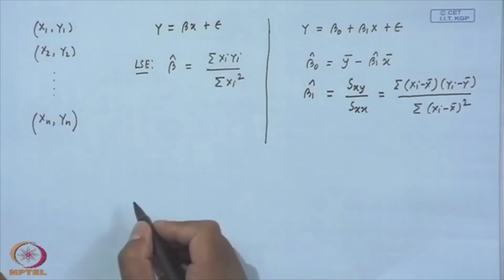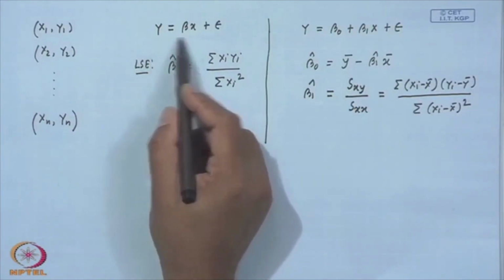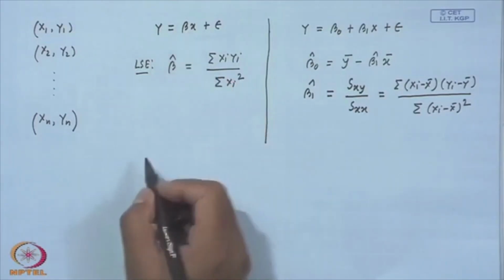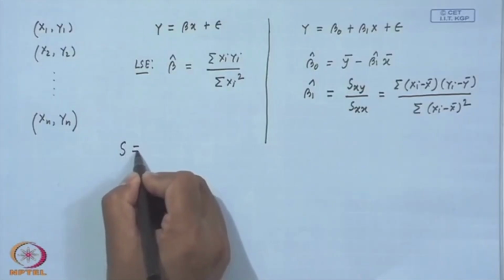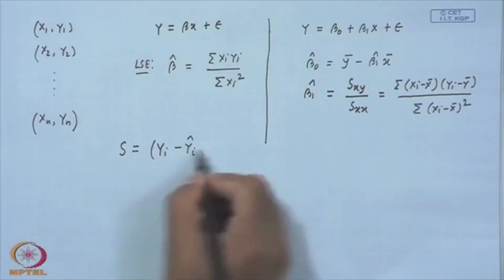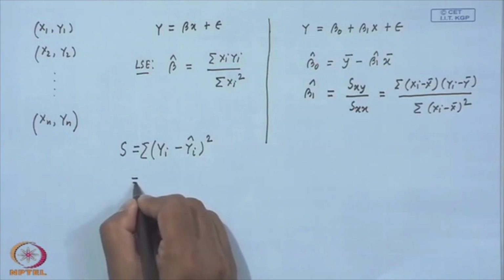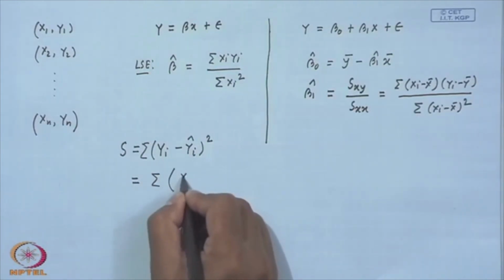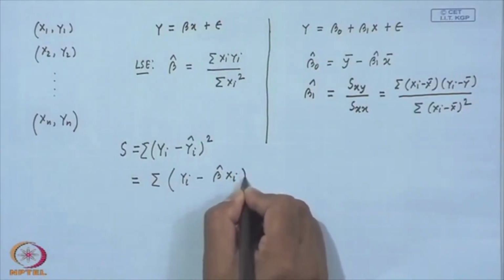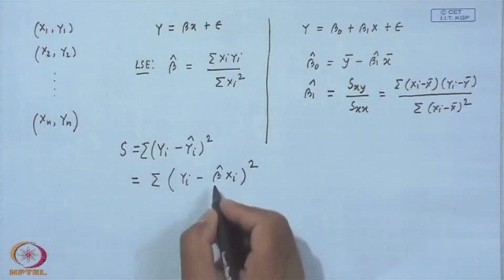First check this one: what is the least square estimate for beta in the non-intercept model? Okay. So to find the least square estimate for beta, we minimize this function s, which is equal to the sum of y I minus y I hat. This is the ith residual, and we know that this is equal to y I minus y I hat, where I can replace y I hat by beta hat x I, right. And then the least square estimate of beta hat is obtained by minimizing this function with respect to beta.